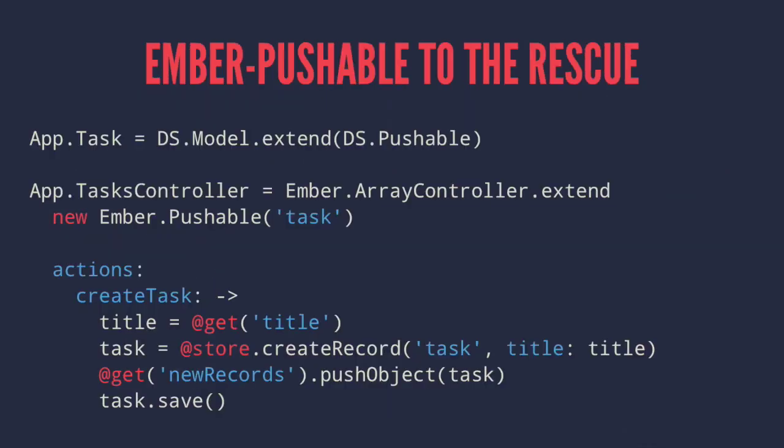So the way I solved it is I created a mixin that you can use, actually two mixins, one for models and one for controllers, to make them immediately live. So if you include the pushable mixin in your controllers, and you pass it the name of the resource, your model, the array beneath the array controller will be live. And it will receive records immediately from your server, provided that the server and the client obey a certain contract.